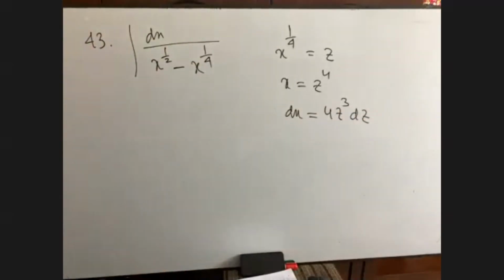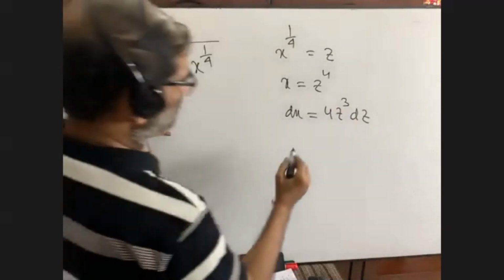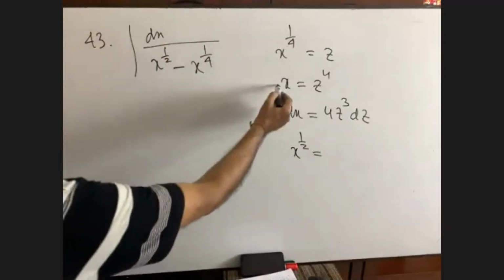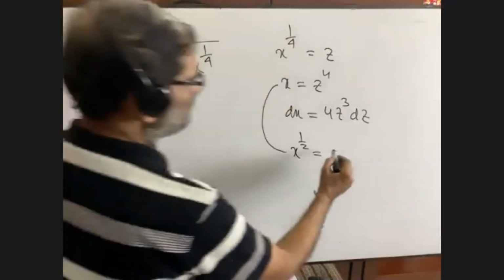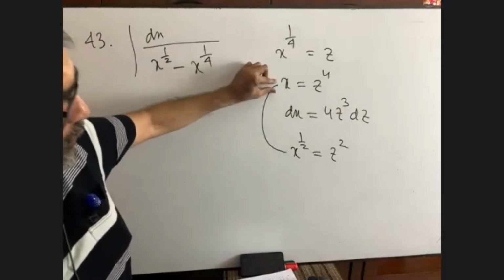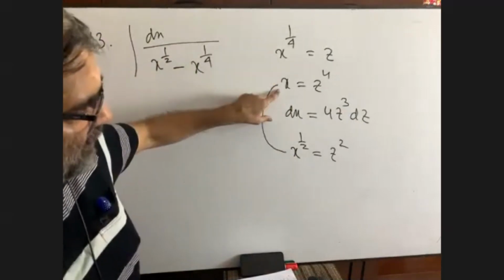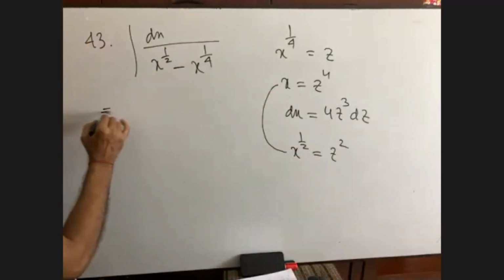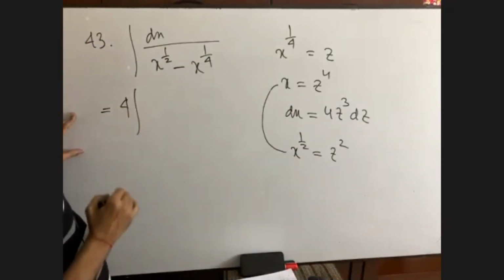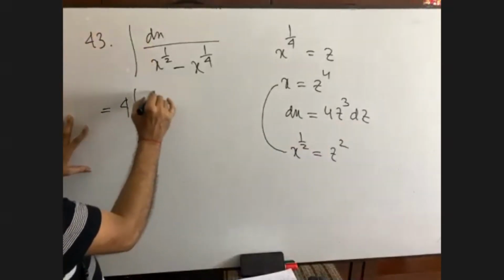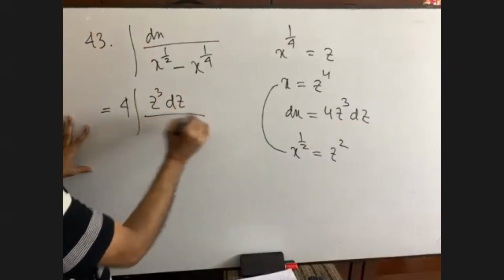Right? Now let me know what is x to the power half. Who can tell me? If it is x, then what is x to the power half? Z square, right? If I go for having a square root here, then it is x to the power half, that is root over x, and root over x is equal to z square, right? Now you see, it is 4. What is the value of dx? Dx is 4z cube dz. Z cube dz, and I have already written 4.